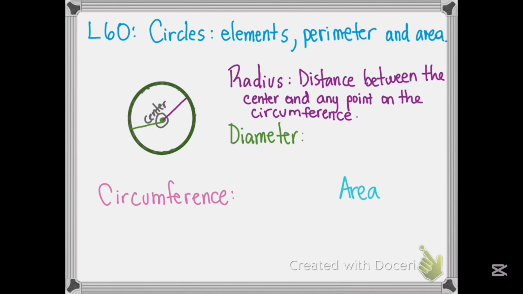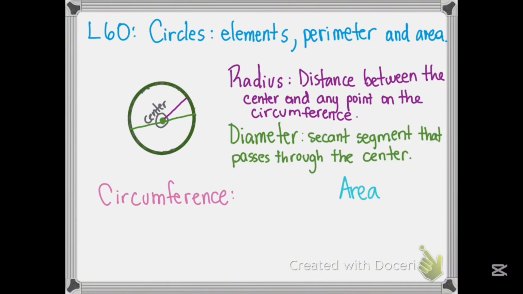So here's one radius, and then there's the other one. Notice how they touch the center, and that would be the diameter. The definition for diameter is that it's a secant segment that passes through the center. And again, like we said, the diameter is two radii together.